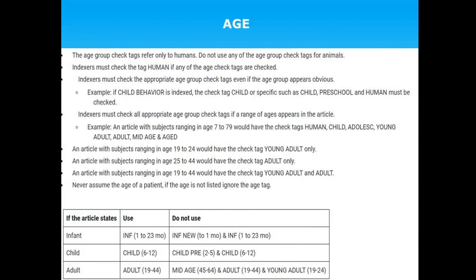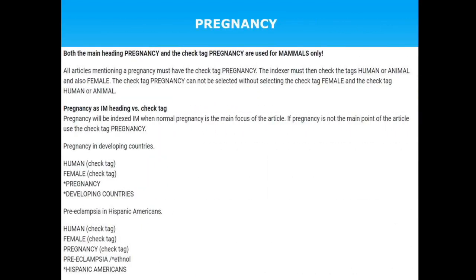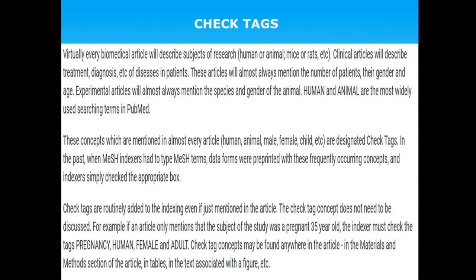So next we are going to deal with age. The age group check tags refer only to humans. That's what I told you in the previous slides. Do not use age group check tags for animals. In this example, they have clearly given the age as 35 years old. So what is the protocol saying? Do not use age group for animals. Here they have the age mentioned, so automatically you can assume that it is for humans.